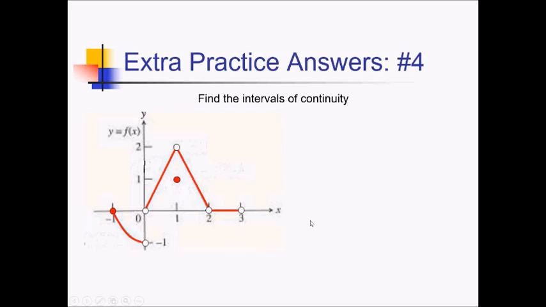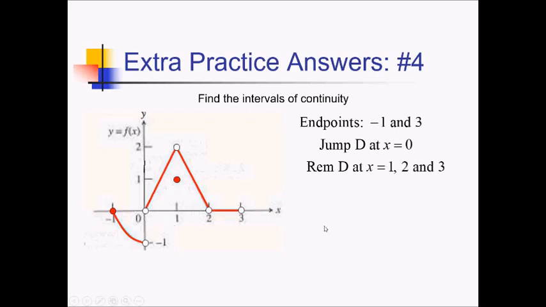To find the intervals of continuity for this function, let's take stock of some key features. We have an endpoint at negative 1 and also at positive 3. In between, we have a jump discontinuity at x equals 0. And we also have removable discontinuities at 1, 2, and if you want to count it, 3.